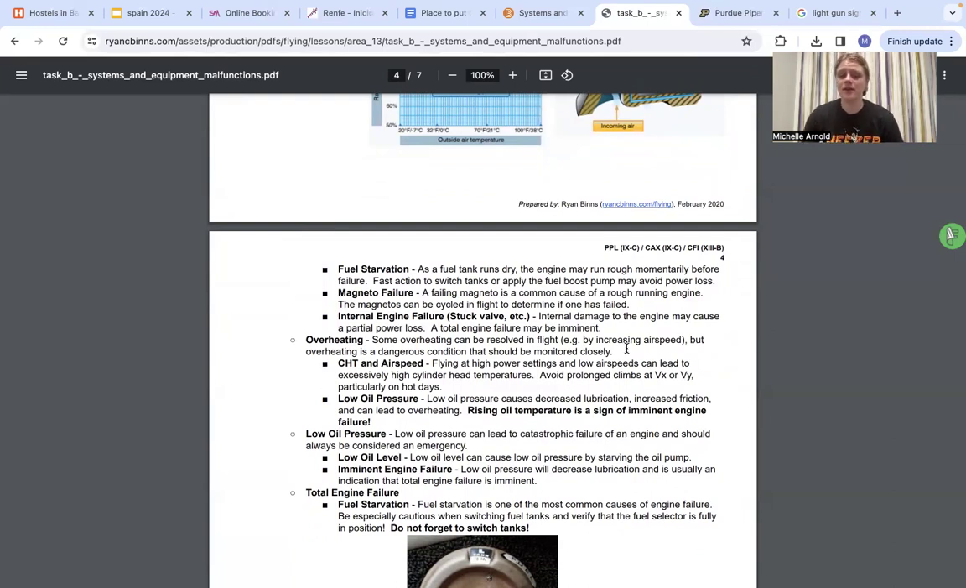So it could be the CHT and airspeed. Flying at high power settings and low airspeeds can lead to excessively high cylinder head temperatures. Avoid prolonged climbs at VX or VY, particularly on hot days. So make sure to give your engine a break every once in a while.